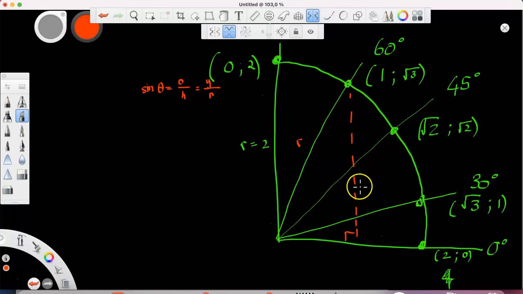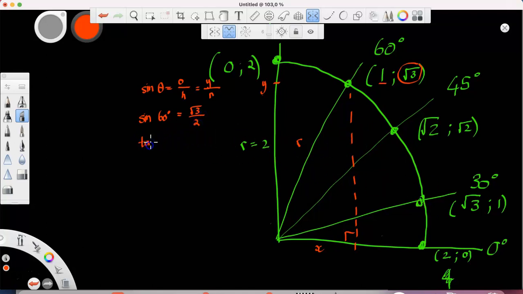My opposite is this red line here, and that is how high this triangle goes, up to this y value. So my y value is my opposite, and then my x value is down here. That's my adjacent, and my y value is my opposite. So sine of 60 degrees is therefore my y, which is square root of 3 over 2. And then you can just use that for any of them.